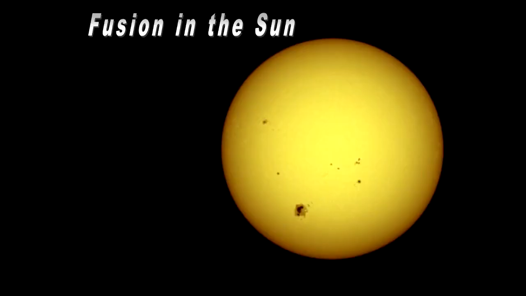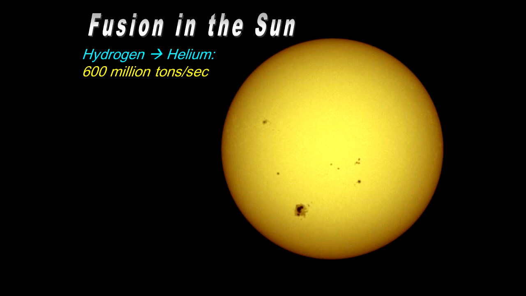Now, if you were listening carefully to what I just said, you should be a little concerned. Did you say 4 million tons of the sun was converted to energy every second? Yes, that's exactly what I said. Well, how can the sun still be there? It turns out that hydrogen is converted into helium at a rate far greater than 4 million tons a second, namely 600 million tons per second. So that's the rate at which hydrogen gas is converted into helium.